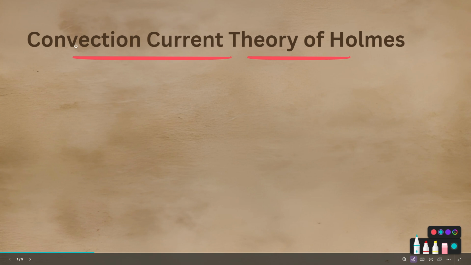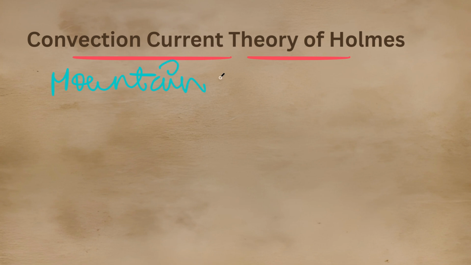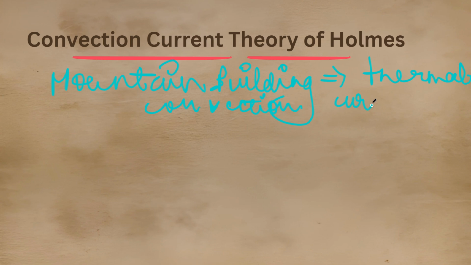What he says is that mountain building happens because of the convection current. Mountain building happened because of the thermal convection current originating from deep within the earth. This is what leads to mountain building, according to him.